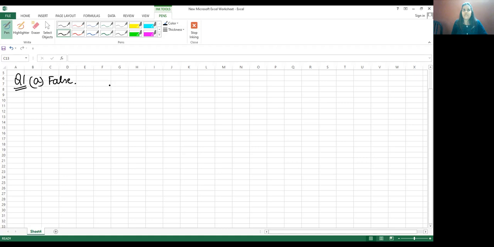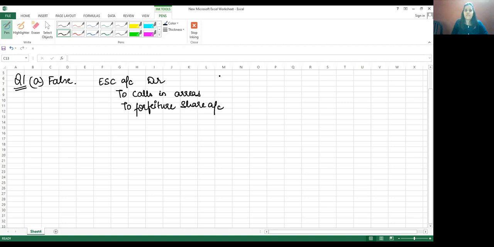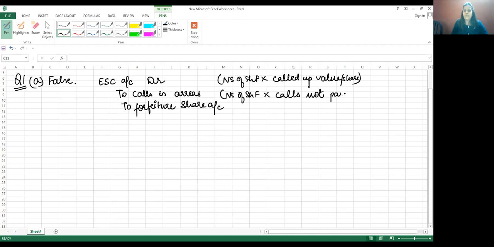Because when you forfeit the shares, the journal entry will be equity share capital account debit, to calls in arrears, to share forfeiture account. The debit will be number of shares forfeited into called up value per share. Calls in arrears will be number of shares forfeited into calls not paid, and the forfeiture account will be number of shares forfeited into amount paid. So the amount paid is what you credit to your share forfeiture account. What they have said, with calls in arrears, is wrong, so therefore this is false.